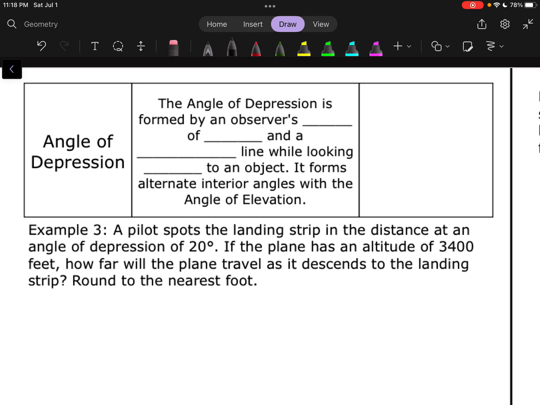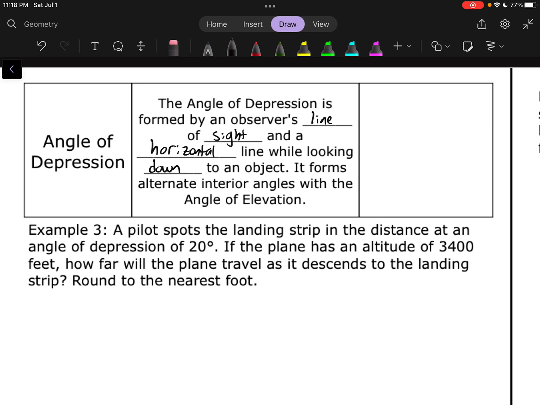The angle of depression is formed by an observer's line of sight and a horizontal line while looking down to an object. It forms alternate interior angles with the angle of elevation. Okay, so what should we draw for a little example here?